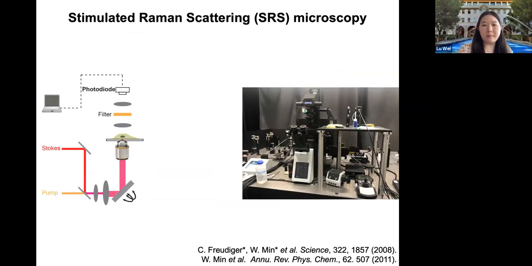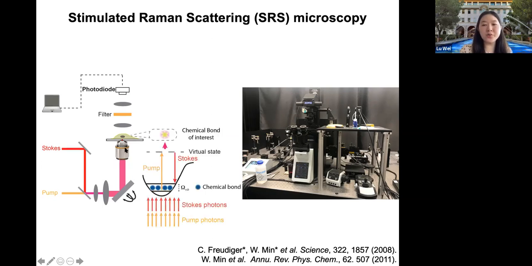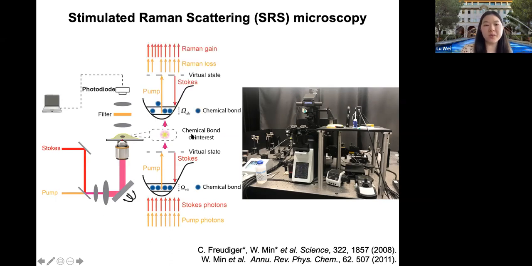So the way we set up this SRS microscope is by supplying two lasers, one we call pump and one Stokes. They're pulsed lasers, spatially and temporally aligned. By combining them and sending them into the microscope and tuning their frequency difference, the energy difference between pump and Stokes, to match the vibrational transition of your molecule of interest or chemical bond of interest, the stimulated Raman excitation could facilitate the vibrational transition from ground state to excited state.